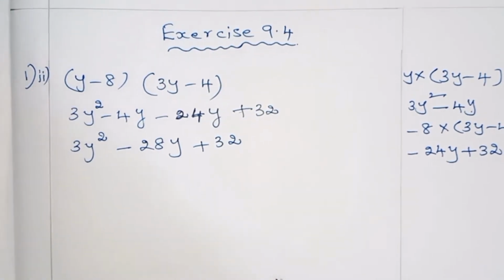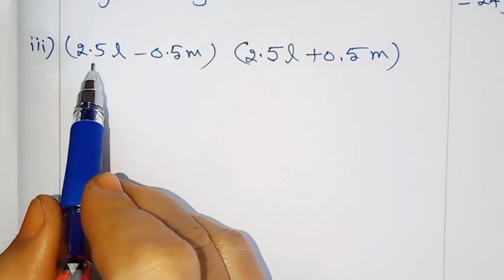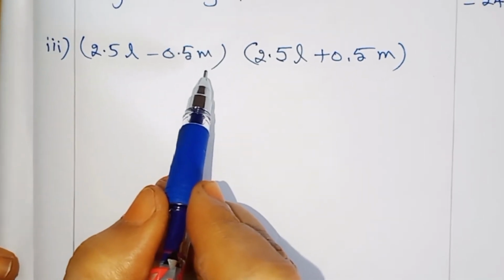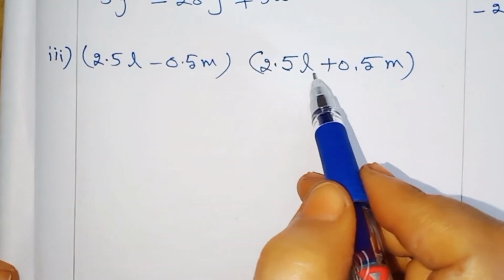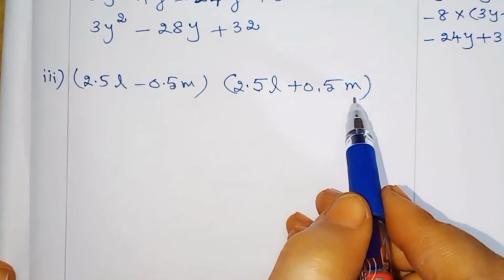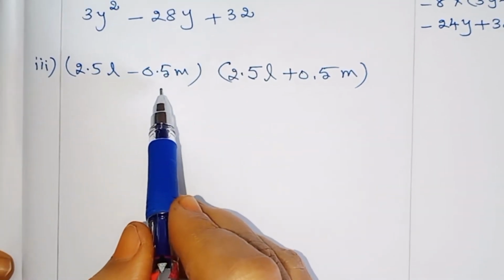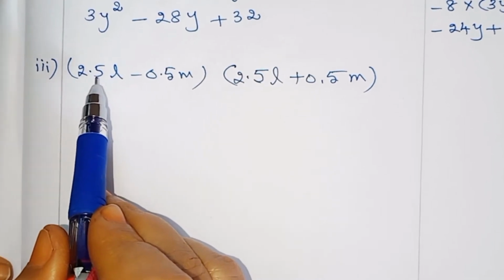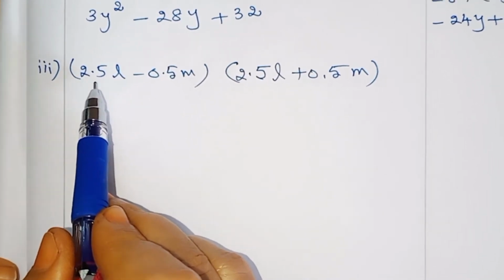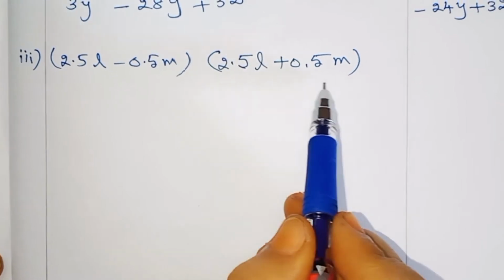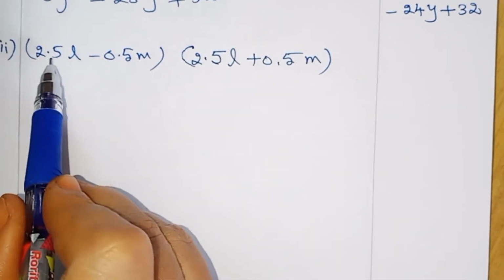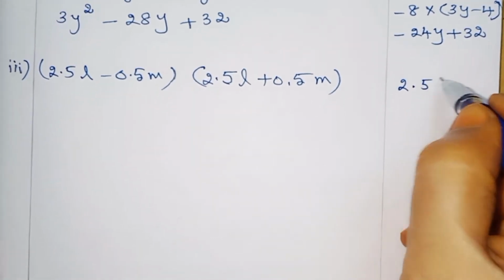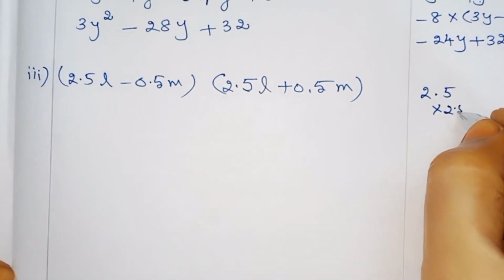Third one. 2.5L minus 0.5M into 2.5L plus 0.5M. So this was the first algebraic expression, this is the second algebraic expression. So take the first term of the first algebraic expression, multiply by the second algebraic expression. So 2.5L into 2.5. First we multiply 2.5 into 2.5.